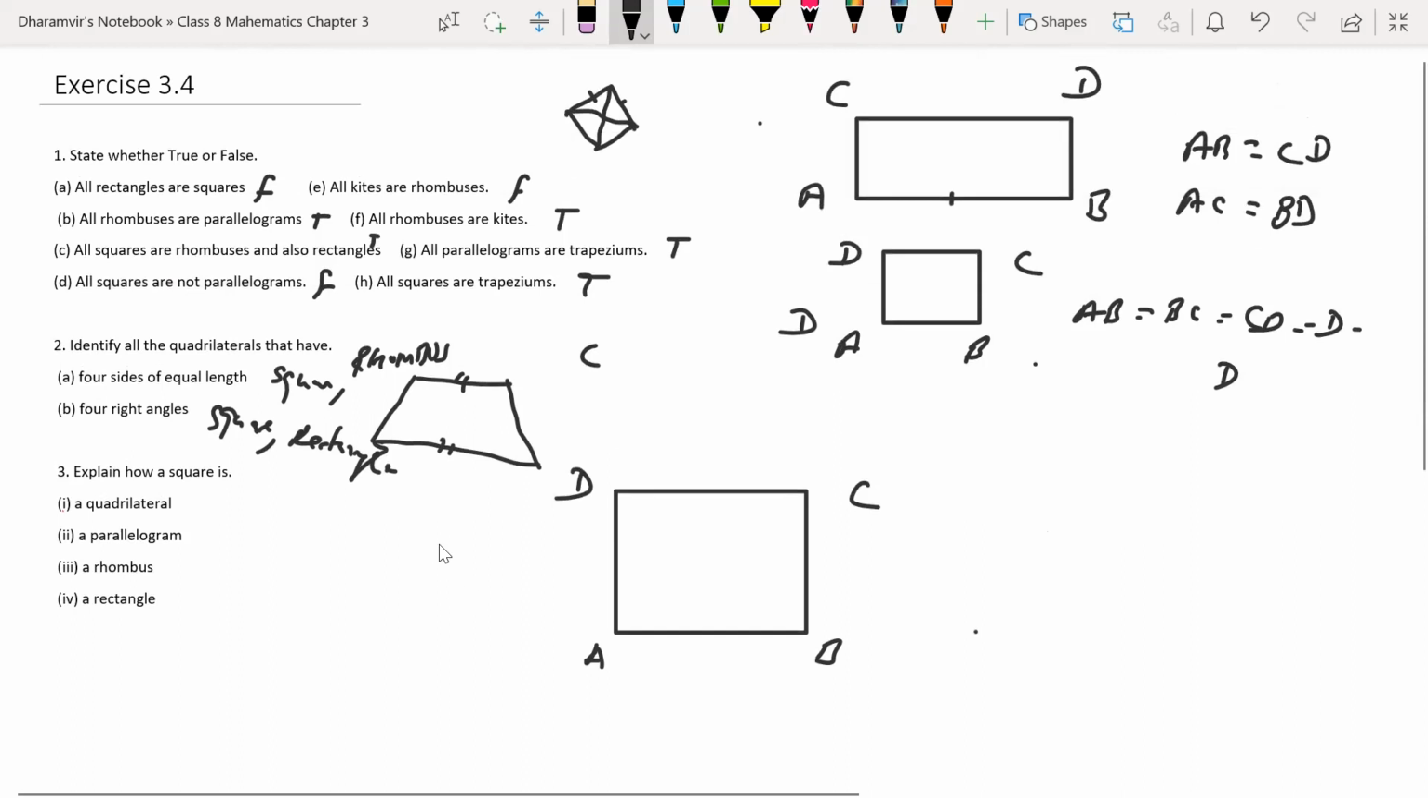Now, in this chapter, we have thoroughly studied figures, rectangles, rhombus, kites, squares, parallelograms, identifying the quadrilaterals with 4 sides, and explaining how a square is a quadrilateral. I hope that you understand it well. Rest questions of this exercise I will solve in the next video.